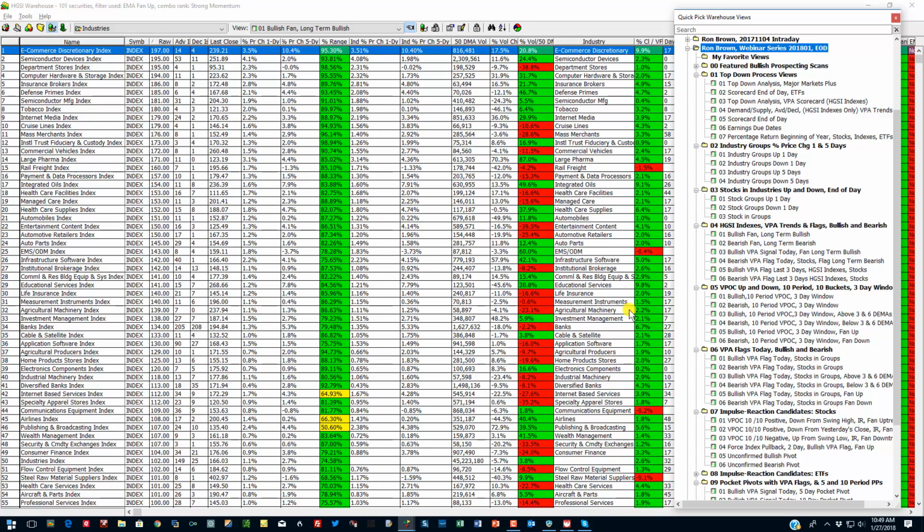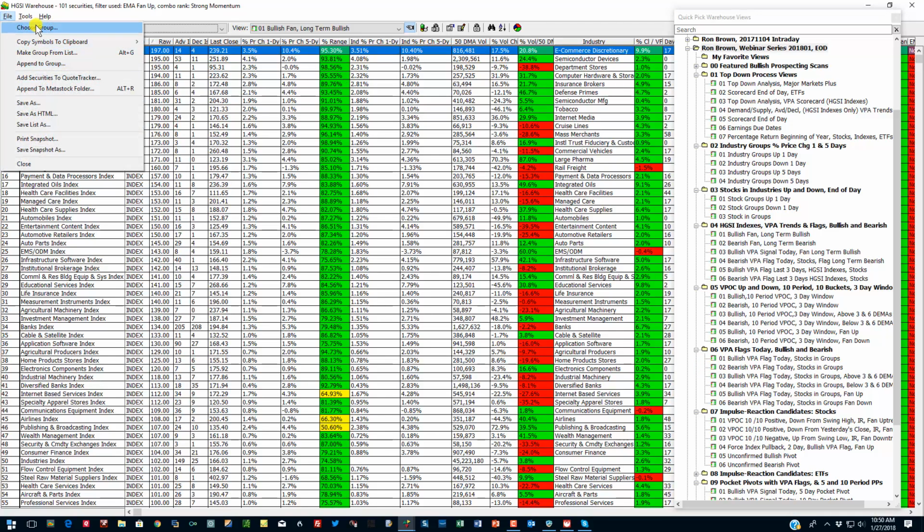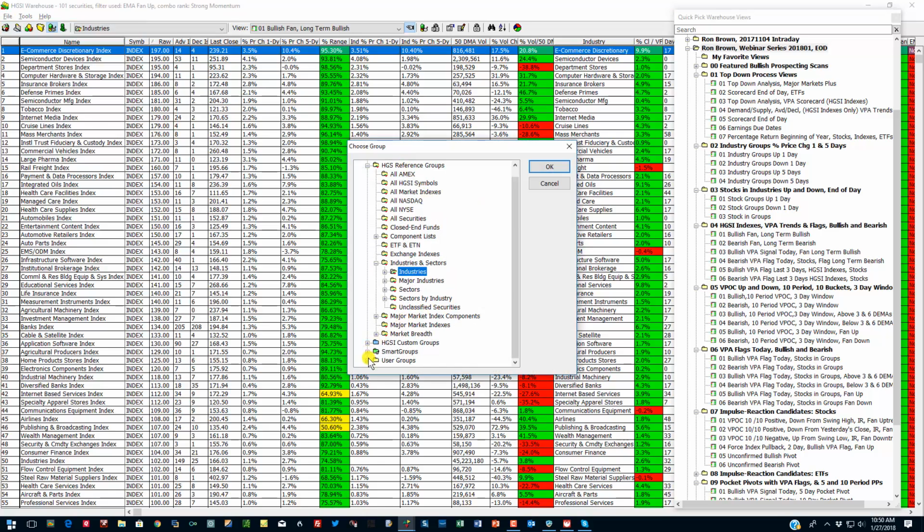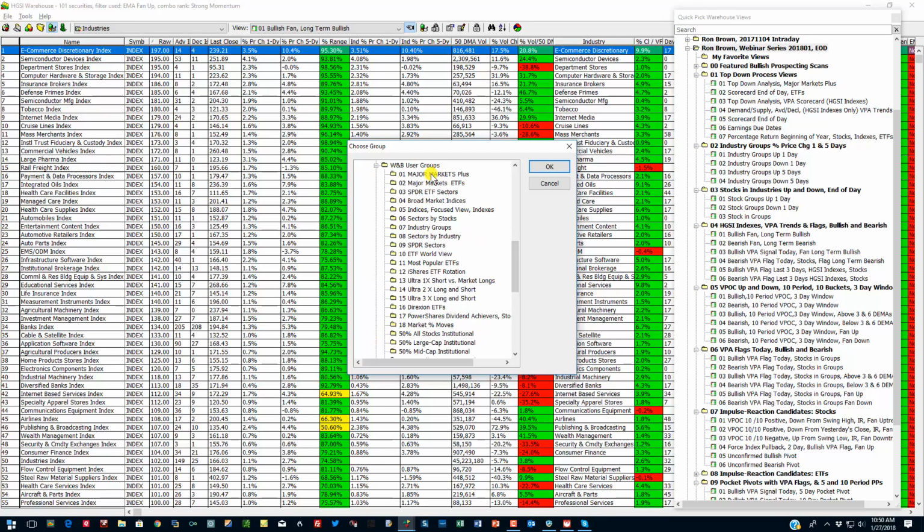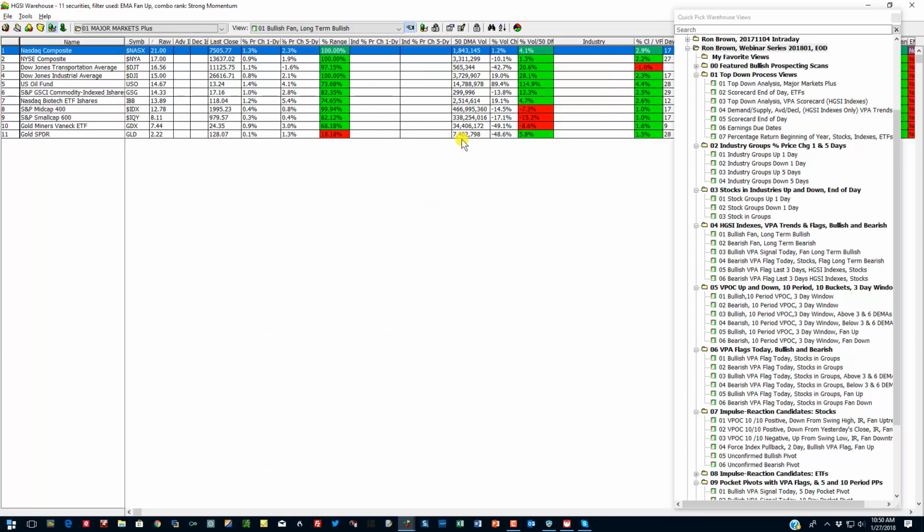The advantage of these files set up the way they are is that you can really do some powerful top-down prospecting. And it also shows the flexibility of HGSI. Now, what I'm going to do, I'm going to go into Choose Group. I'm going down to my Woodward and Brown user groups. These are user groups that I put together many years ago, and this is where the top-down process begins.